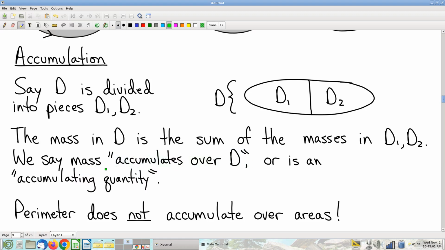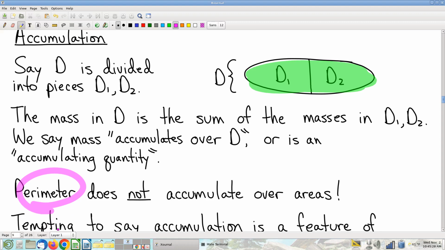Now, I want to point out that not everything has this feature. Not all quantities that you can associate to a region. So, for example, let's look at this region again. There's another quantity that I can associate to that region. Instead of talking about how much mass is on that region or how many people live in that region, another thing I can talk about is the perimeter of that region.